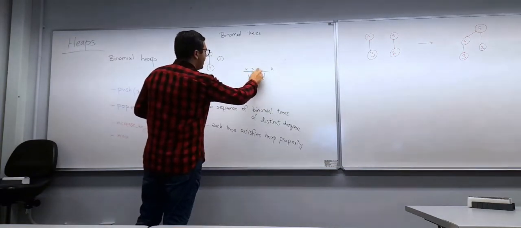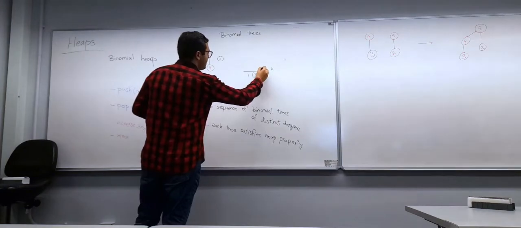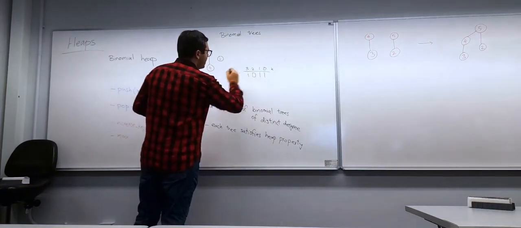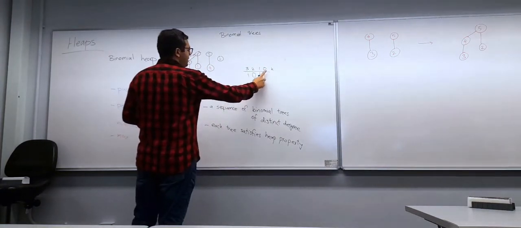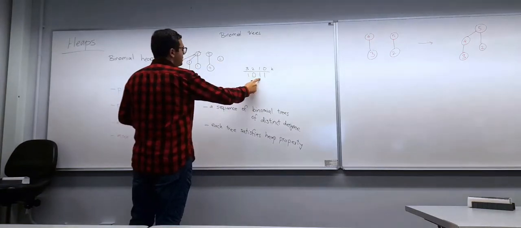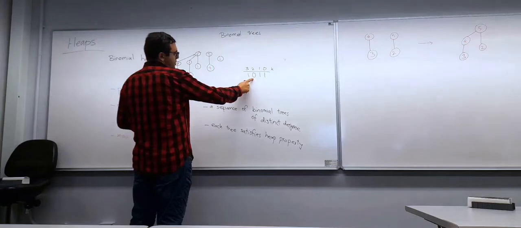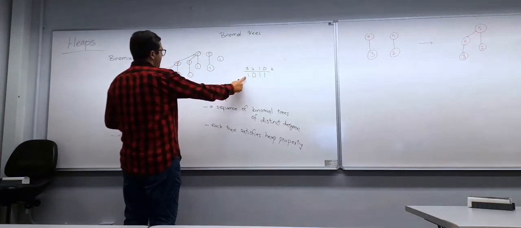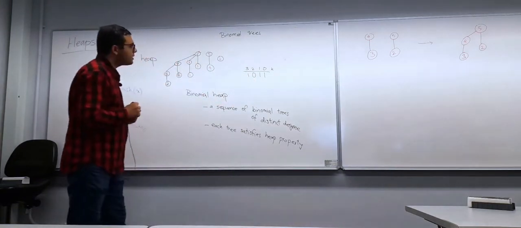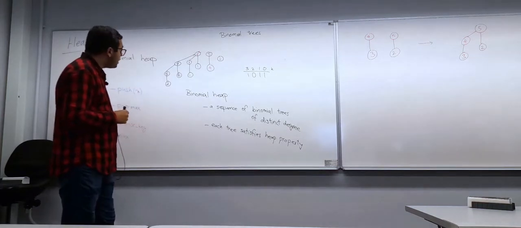Okay, sorry, yeah, I had to start from 0. That was ridiculous, yeah. Okay, so I have to have 1 tree of degree 0, which I do. I have to have 1 tree of degree 1, which I do. I don't have a tree of degree 2, but I have a tree of degree 3. Okay, yeah, I have to start from 0 then.